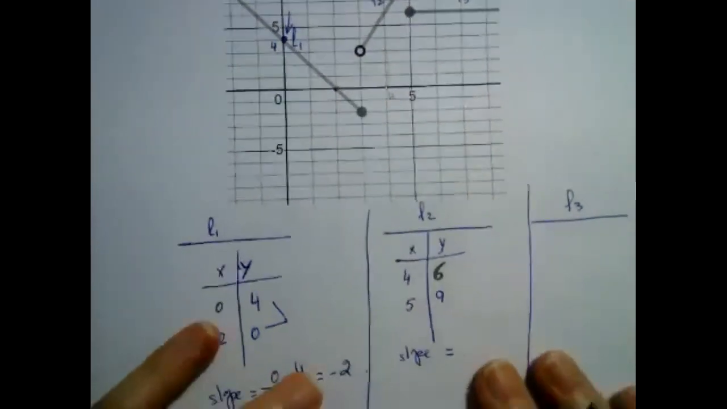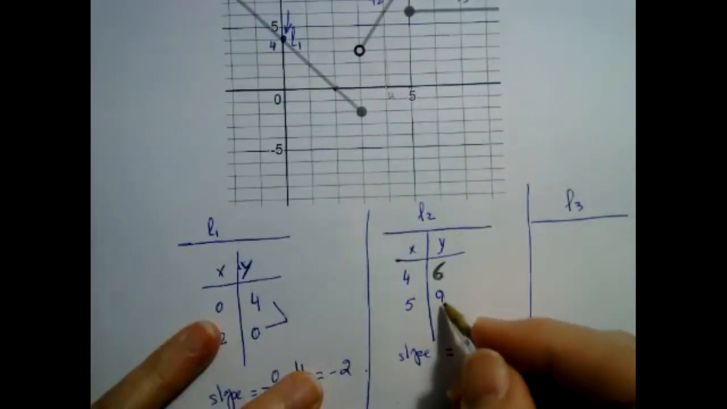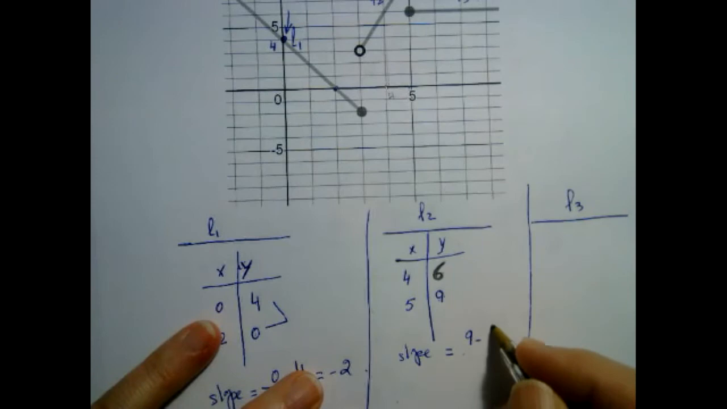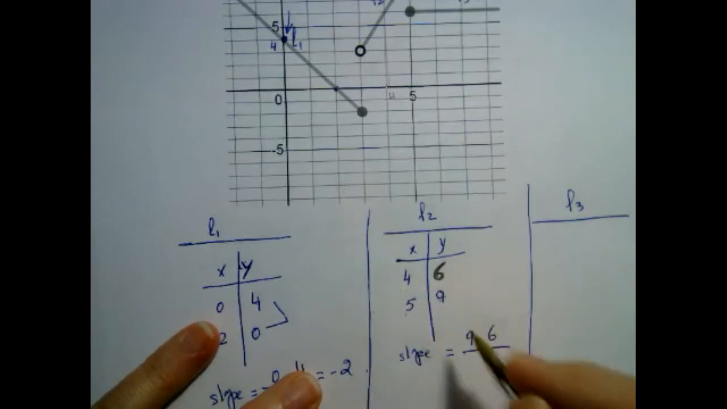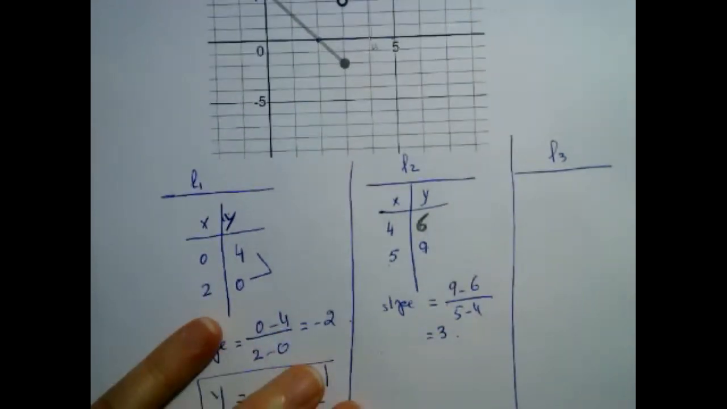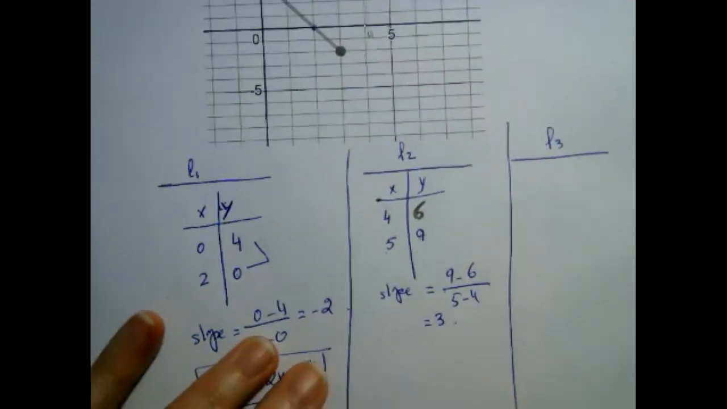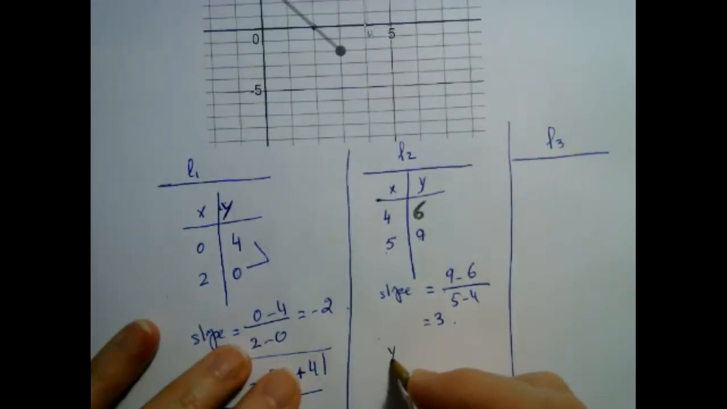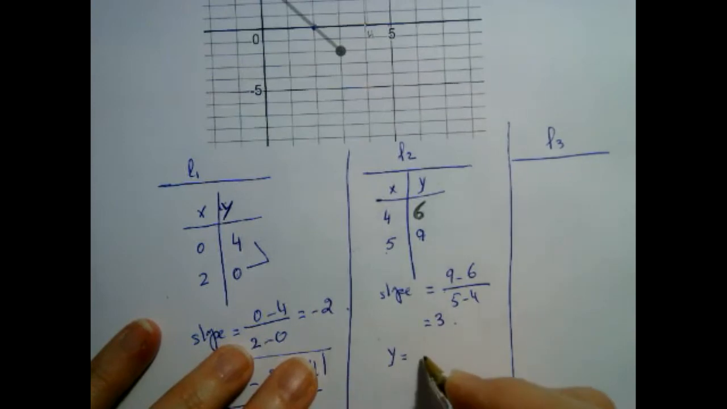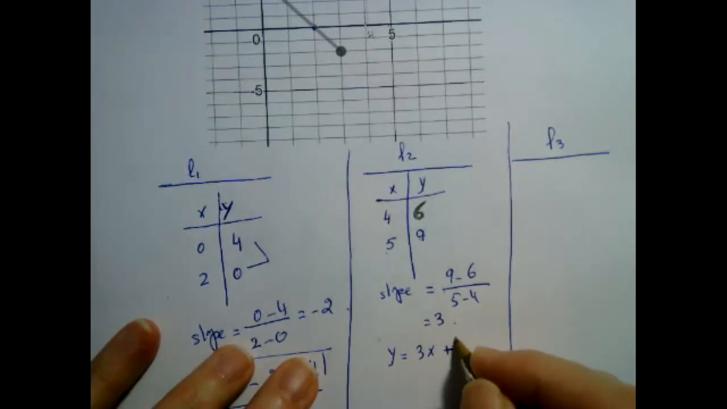Yes, you're right. So the slope is the change, 9 minus 6 over 5 minus 4. So it's a 3. So your slope is absolutely correct. Now I don't have the intercept here, so I have to do the whole work. So I'm going to use the slope-intercept form this time, just to practice both of them. It means 3x plus b.